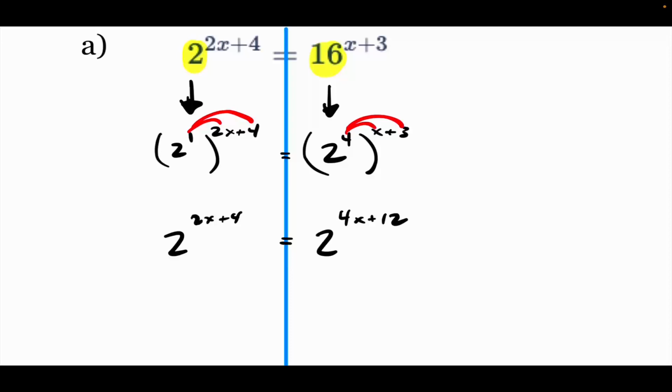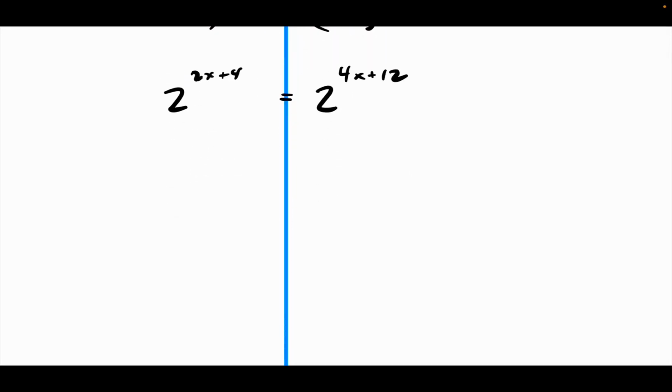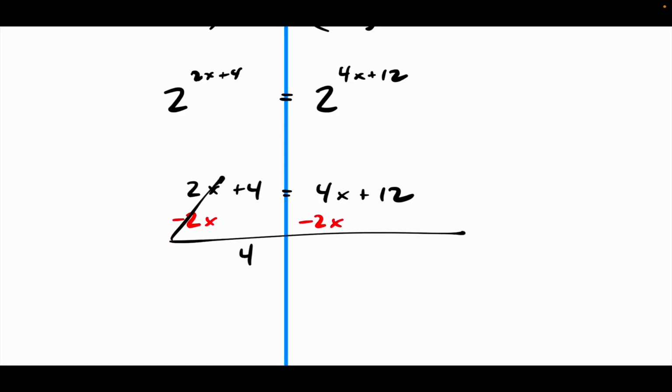We simplified. Last thing, forget the 2's. I don't need the 2's anymore. The 2's I know are the same. I want the parts that aren't the same. 2x plus 4, 4x plus 12. Solve. Well, it doesn't have a squared, so I don't need to do that anymore. Just get x's on one side, get numbers on the other. So I'll get the x's on the right side. I'll get numbers on the other.